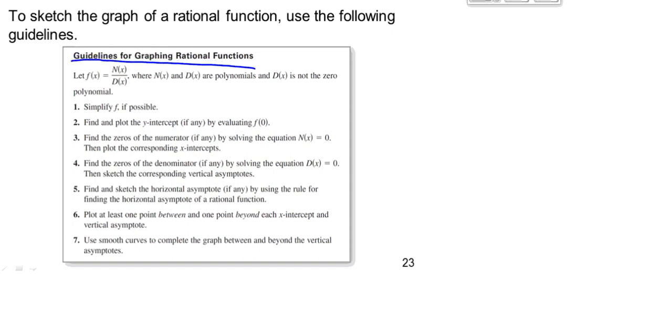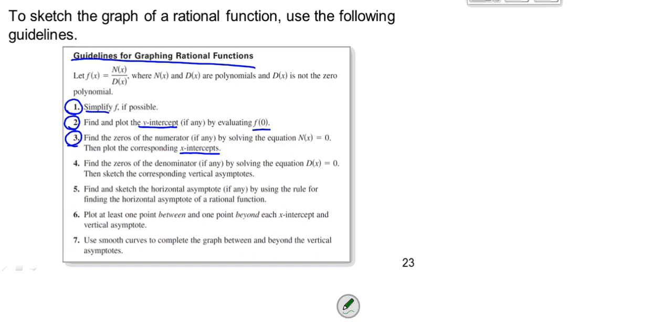We already know how to do all of these pieces. The first thing we do is simplify if possible. The second thing we do is find and plot the y-intercept by finding f of 0. And the third thing we do is find the zeros, by setting the numerator equal to 0, and we find the x-intercepts. So that's the first things that we do.